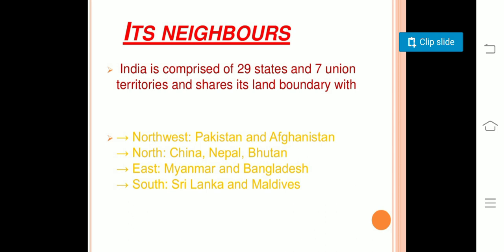from northwest we share our land boundary with Pakistan and Afghanistan. From north we share our boundary with China, Nepal and Bhutan. From east, Myanmar and Bangladesh, and south we share our boundaries with Sri Lanka and Maldives.